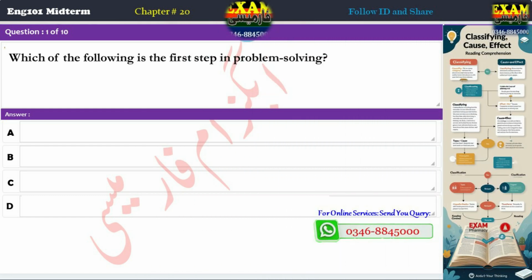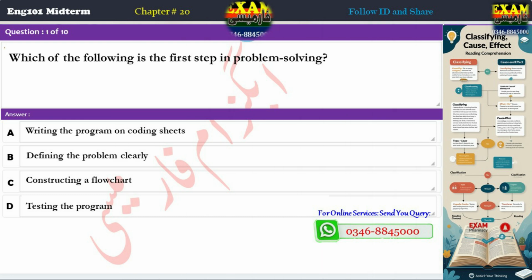Question 1. Which of the following is the first step in problem solving? A. Writing the program on coding sheets. B. Defining the problem clearly. C. Constructing a flowchart. D. Testing the program.